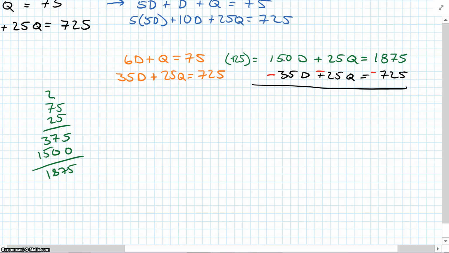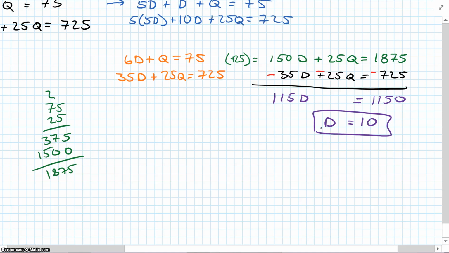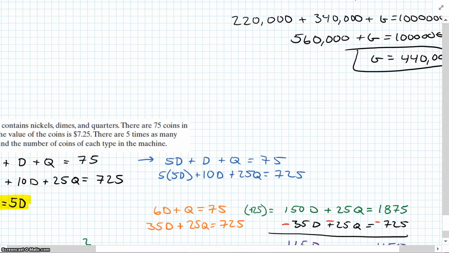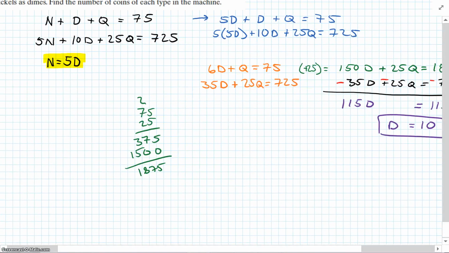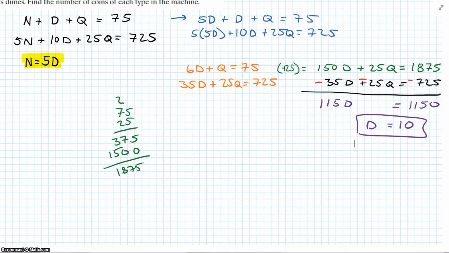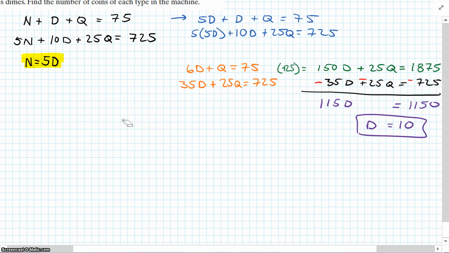So our solution is going to be 115D, the Q's cancel, equal 1150. So our dimes equal 10. We have 10 dimes. So we go back in. Let's erase our work here so we can plug it in. N is going to equal 5 times D, which is 10. So we have 50 nickels.